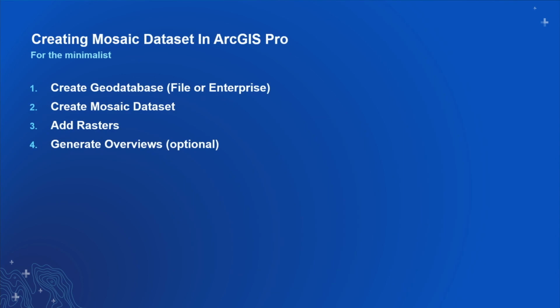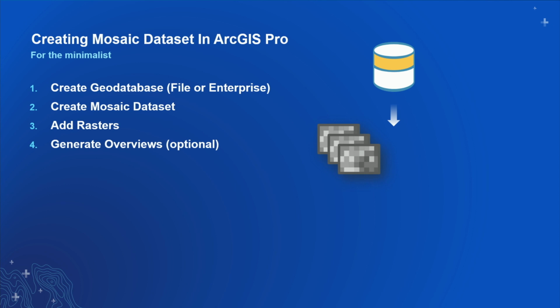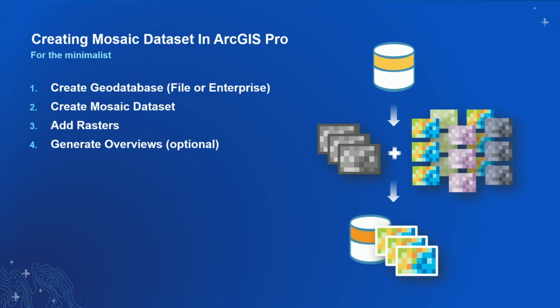So this is sort of the bare bones workflow that we recommend you follow for creating a mosaic dataset, right? First, you create or identify the geodatabase you need to create your mosaic dataset. Then you create an empty mosaic dataset. And finally, you populate that mosaic dataset with rasters to create a populated mosaic dataset. And optionally, you can generate overviews, which we'll talk about here in a second.